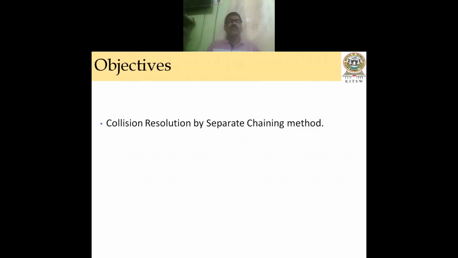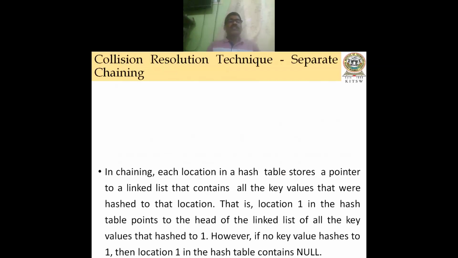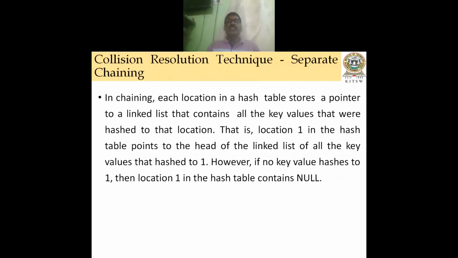So today's CDT objectives are that we are going to discuss the collision resolution technique by separate chaining method, which is also called the open hashing technique. Upon completion of this CDT, students are able to solve problems on collision resolution using the separate chaining method.